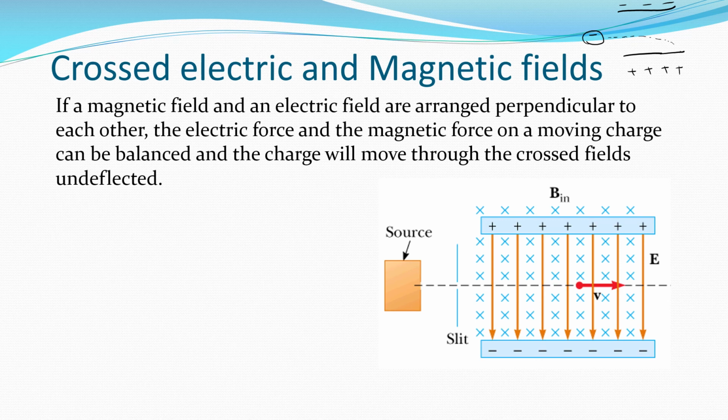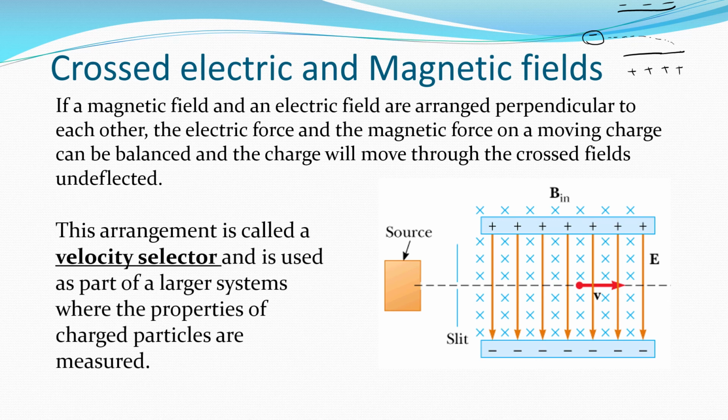So we cross the fields. We have a magnetic field acting in one direction and an electric field acting perpendicular to that direction. Now this arrangement is called a velocity selector, and it's used as part of larger systems where the properties of the charged particles are being measured. So we tend to use this in a large system like a particle accelerator, where we want to have a look at the properties of the individual particles.